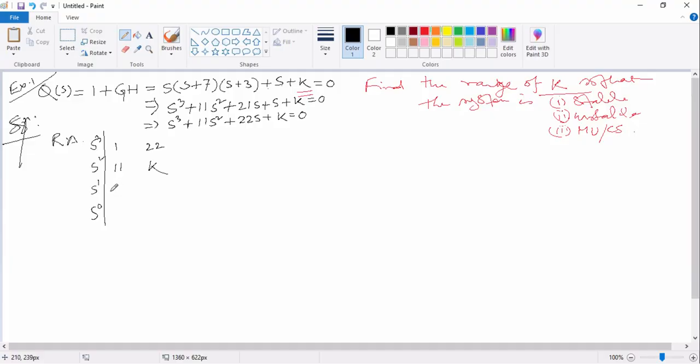What will be this? So 242 minus K divided by 11. Okay, 242. And then this will be 0, this will be K.